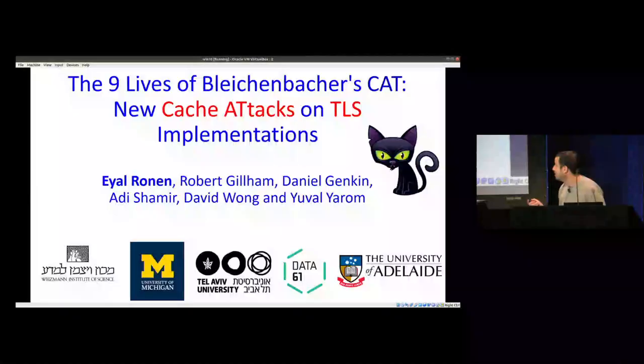Okay, folks, so we're ready now with the next talk in this session. It's a contributed talk on Bleichenbacher's attack. I guess you can't have a session on TLS without talking about Bleichenbacher's attack at some point. And it's one of the more interesting attack papers from the last year, and the talk will be given by A.R. Ronan. Thank you, A.R. Okay, thank you for the introduction. And so I want to talk about the nine lives of Bleichenbacher's cat. This is a joint work together with Robert Gilliam, Daniel Genkin, Adi Shamir, David Wong, and Yuval Yarom.